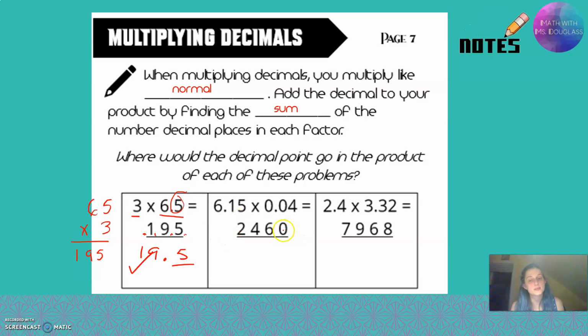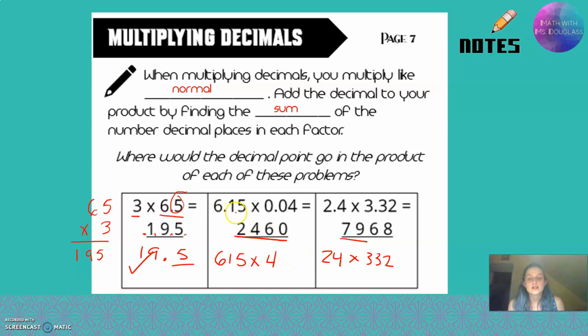Let's look at these other 2 examples. I already did the math. I pretended the decimals did not exist, and I multiplied 615 times 4. This is what I got. And I multiplied 24 times 332, and this is what I got. So we know how to multiply. Let's just practice putting our decimals in.